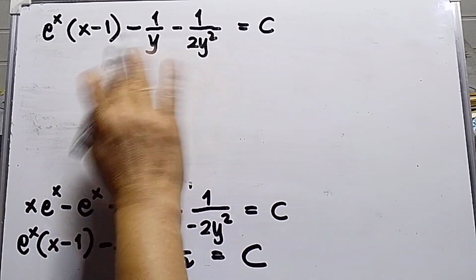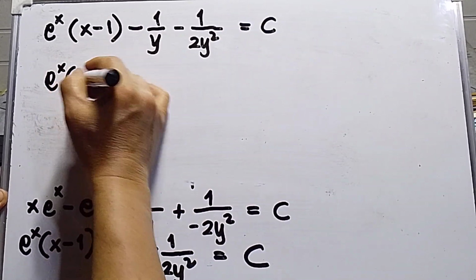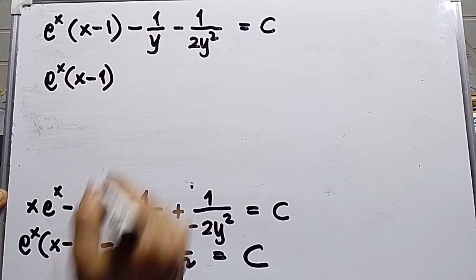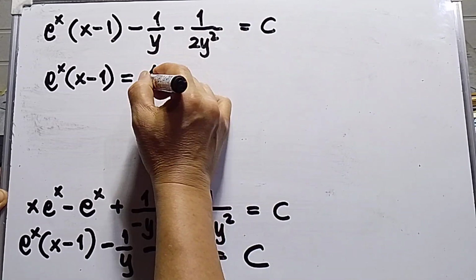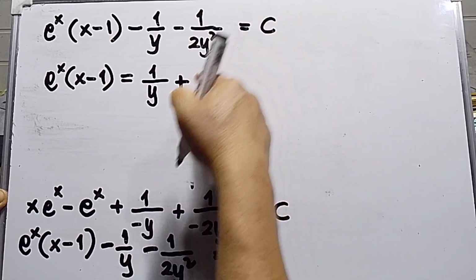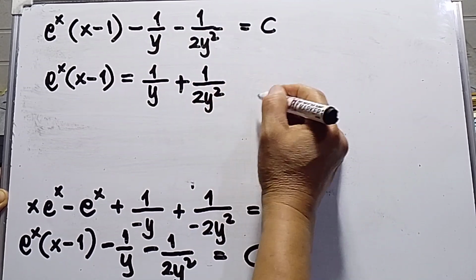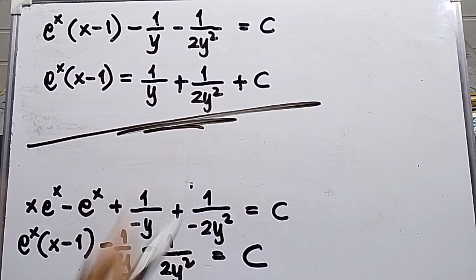So I need to transpose the negatives to the right. This will be e to the x times (x minus 1) is equal to, transposing to the right, positive 1 over y. Then transposing again, plus 1 over 2y squared, then plus c. So this is my final answer. That's all.